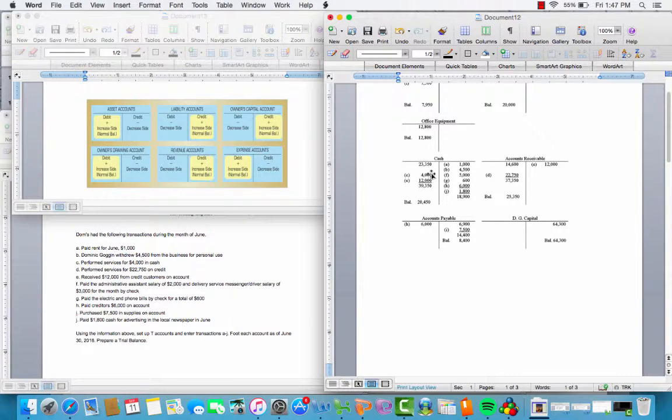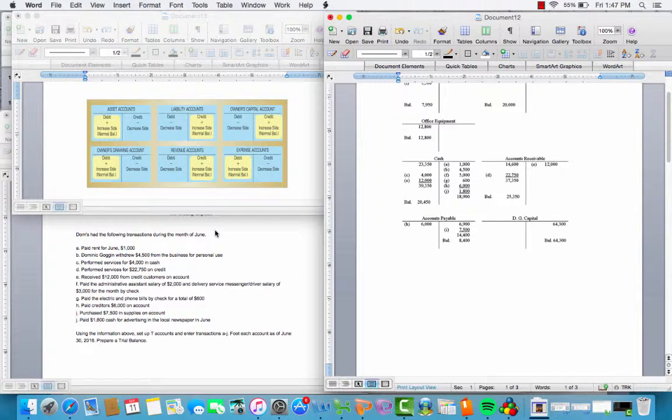So we have a 4,000 entry for transaction C. Notice our first two transactions that hit the cash account, we were paying money out. Cash was going down. That's why we hit the right side of that account. But now cash is actually increasing. Money's coming into our business. So we recognize that on the left side of the T account.